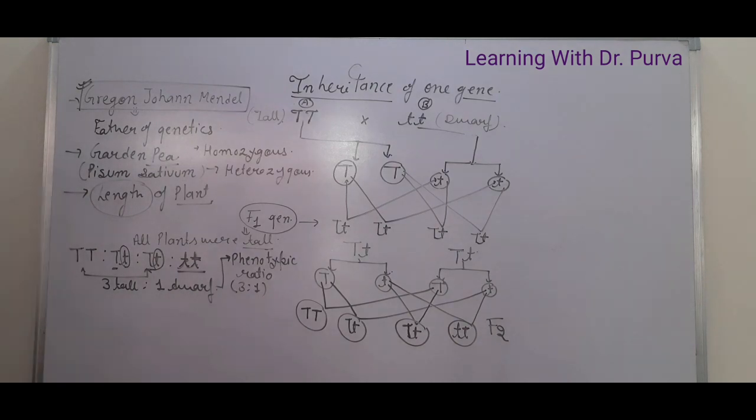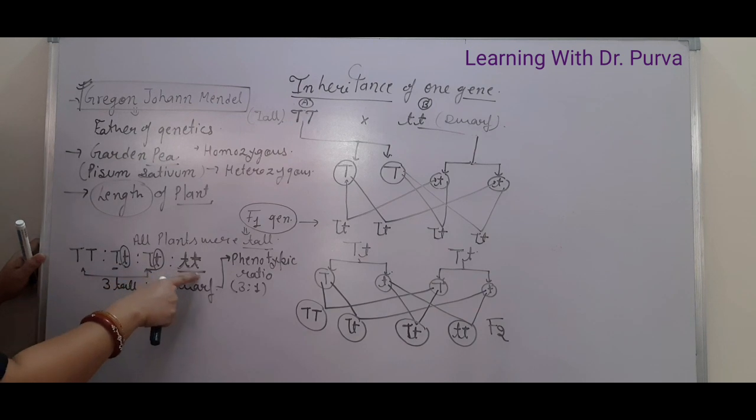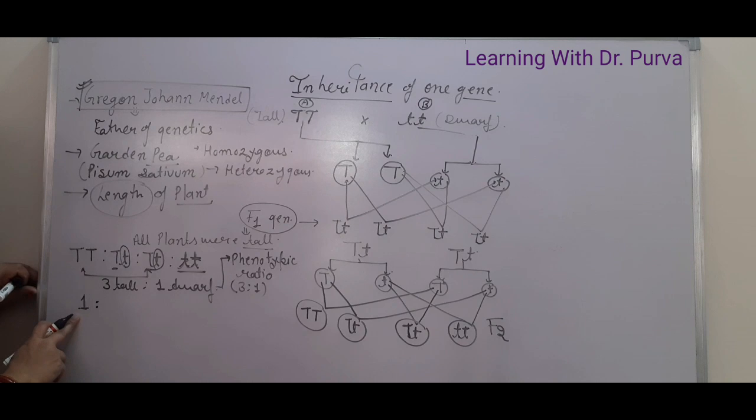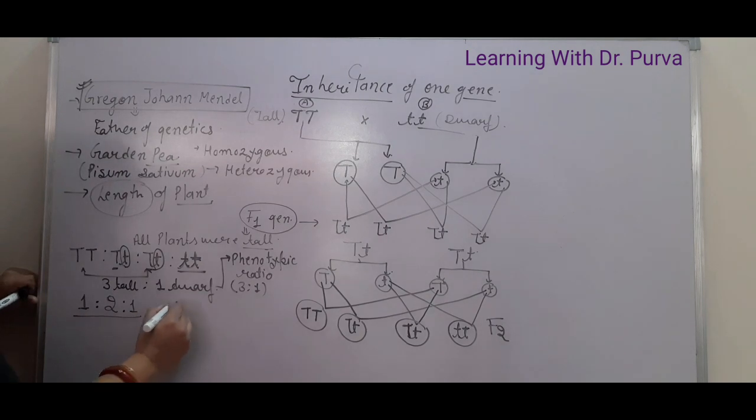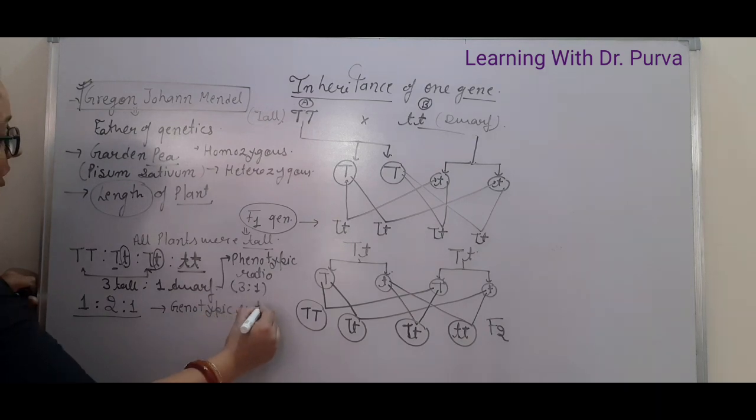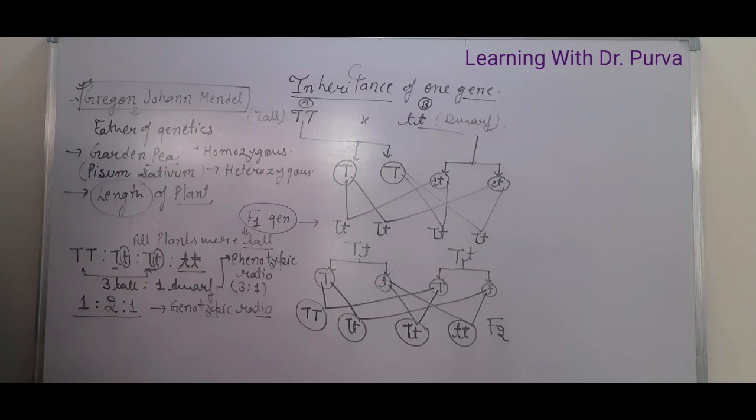And if we talk about the genotypic ratio, you can see here the genetic constitution of this is capital T, this is capital T small t, this is again capital T small t, and this is small t. So 1 is capital T, 2 are capital T and small t, so that is 2, and 1 is small t. So this ratio is known as genotypic ratio, and that ratio has been given on the basis of genetic constitution. So that's 1:2:1.